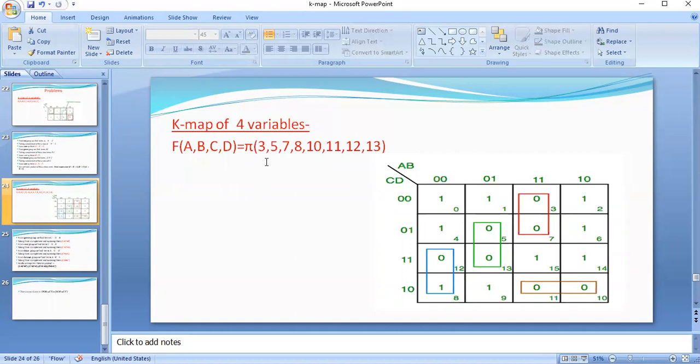Or simply, what are the missing terms in this function? 0 is missing, 1 is missing, 2 is missing. If we group these zeros, ones, 2, 6, 14, we may get the simplified SOP expression. If the missing terms in this function are min terms and we group these min terms, we get the simplified SOP expression. Okay. Thank you.